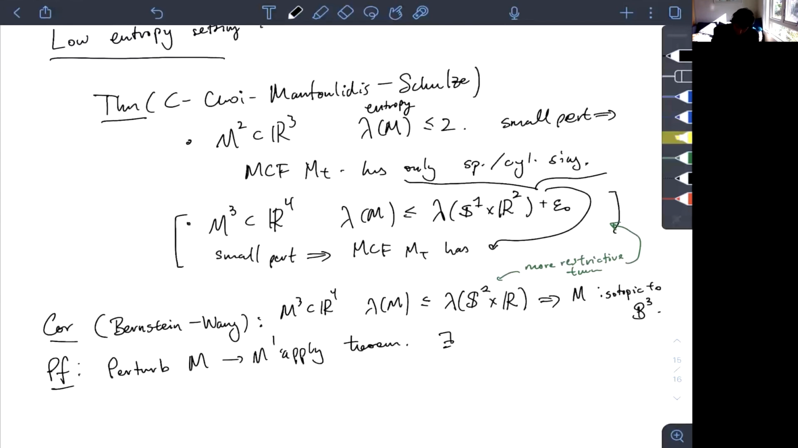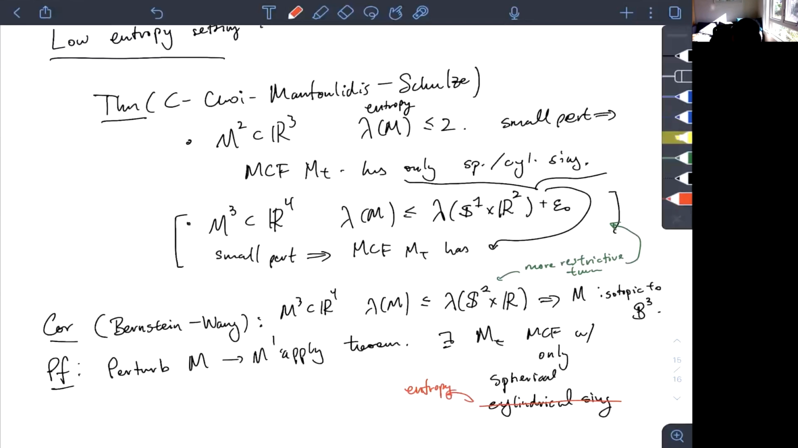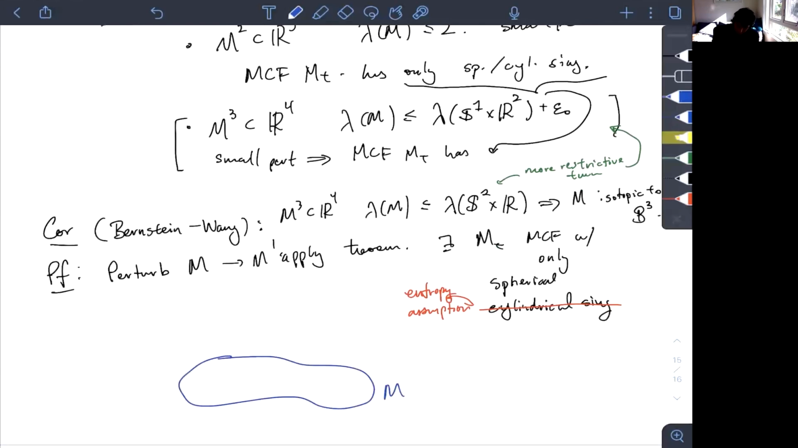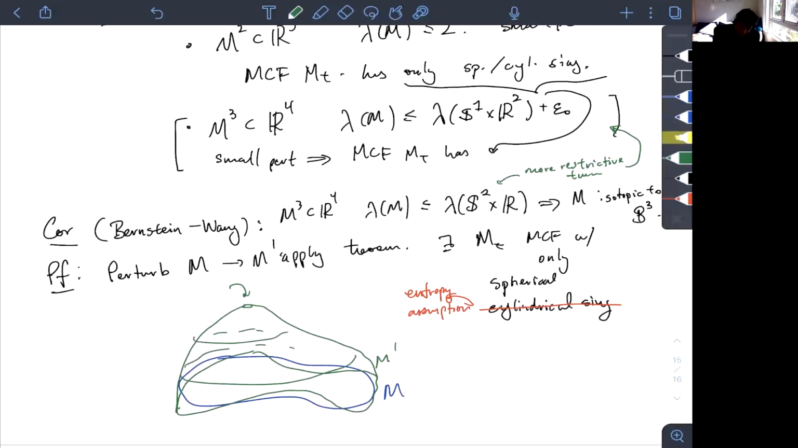Okay, so there exists a mean curvature flow M_t with only spherical and cylindrical singularities. But cylindrical singularities cannot happen by the entropy assumption. So what you find is that there's some M, you perturb it slightly to M prime, right? This is a completely isotopic maneuver. And then M prime flows under mean curvature flow, and it disappears in a round point, right? So it disappears at some time, but if you zoom in, it looks basically like a round sphere. So what this does is the mean curvature flow is providing the isotopy to the round sphere. Okay.